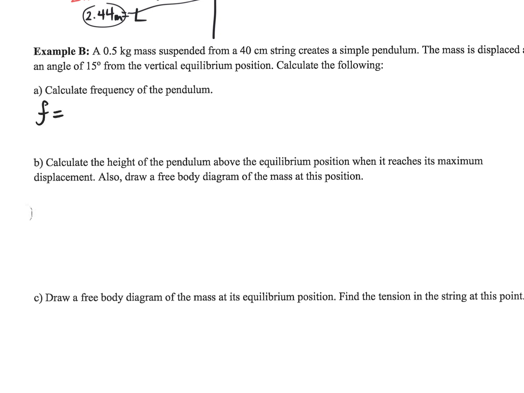Frequency, if you look on your formula sheet, look at the second formula in the second column. It says period is equal to 1 over frequency, isn't it? So frequency is equal to 1 over the period. So this is an important formula to know, isn't it? It's just the inverse of the period. All right, so we need to find the period. Period of a pendulum is 2 pi square root of L over g, isn't it?